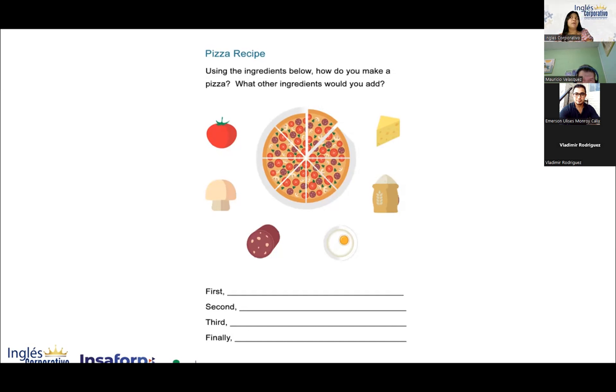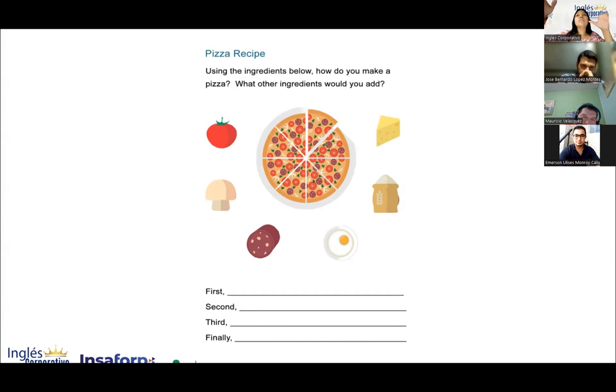First, you prepare the flour, okay? Then, second? Okay, so you add the ingredients. Tomato sauce. Okay, so you prepare the tomato sauce. And finally. Put it in the oven, okay? Very good. And then we need to wait, right? And then we enjoy it. Okay, perfect. Very good.